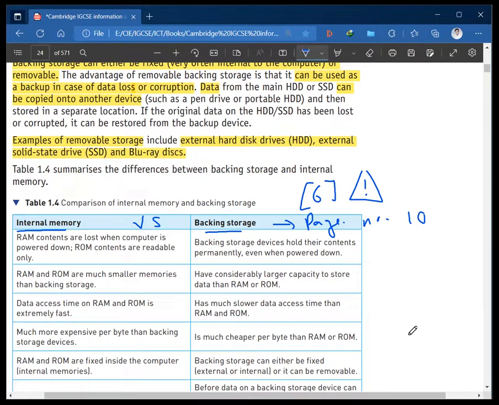Done. All right. Now that's enough for ICT today. Okay. Now stay here for a second.